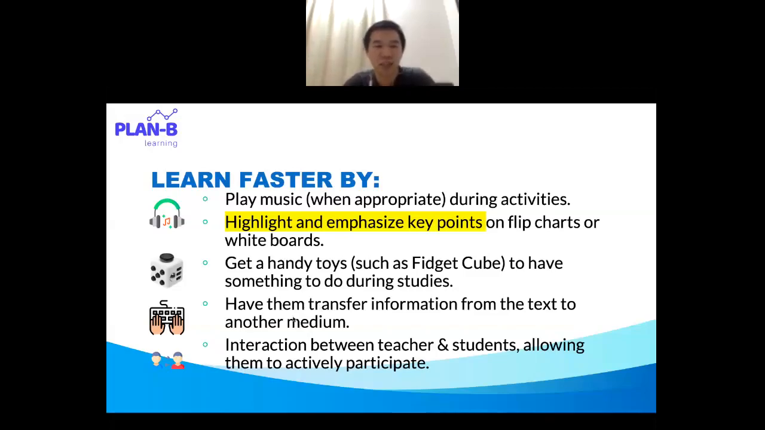Number 5, interaction between teachers and students, allowing them to actively participate. This one is most likely a hands-on experiment. If you are on the science stream or studying general science, you do have some experiments during classes. If you participate in these hands-on experiments, you will learn faster as well. This is for kinesthetic.